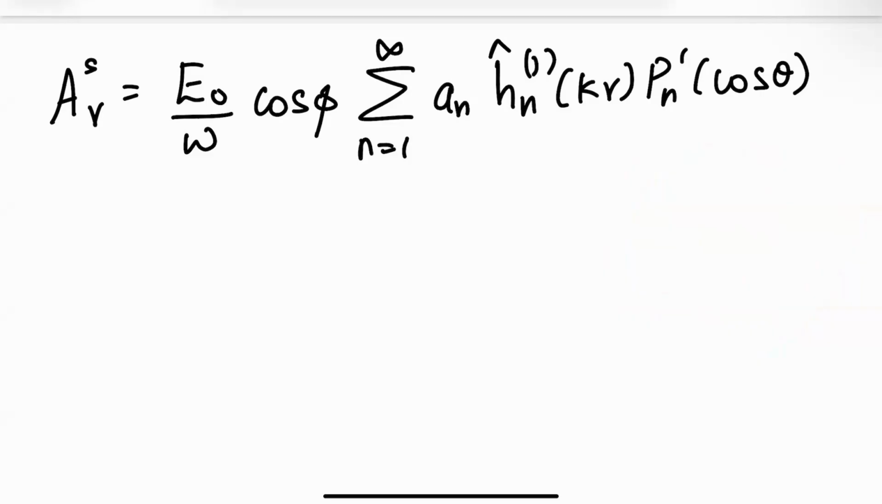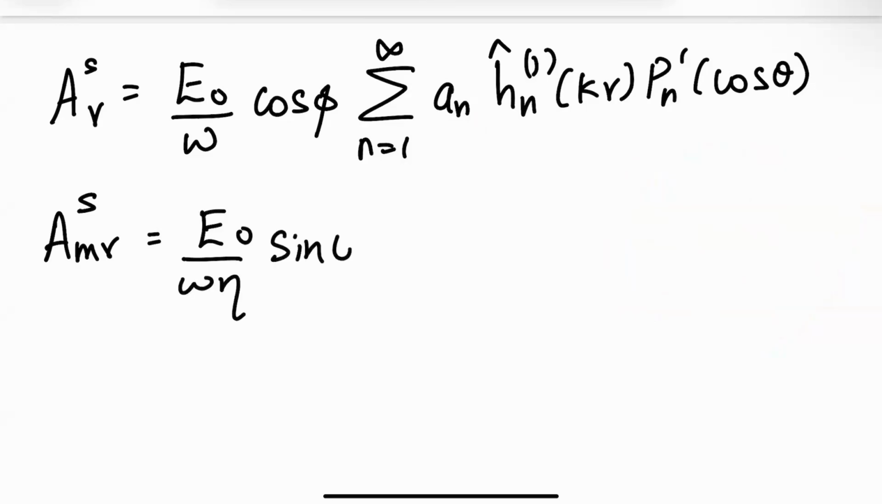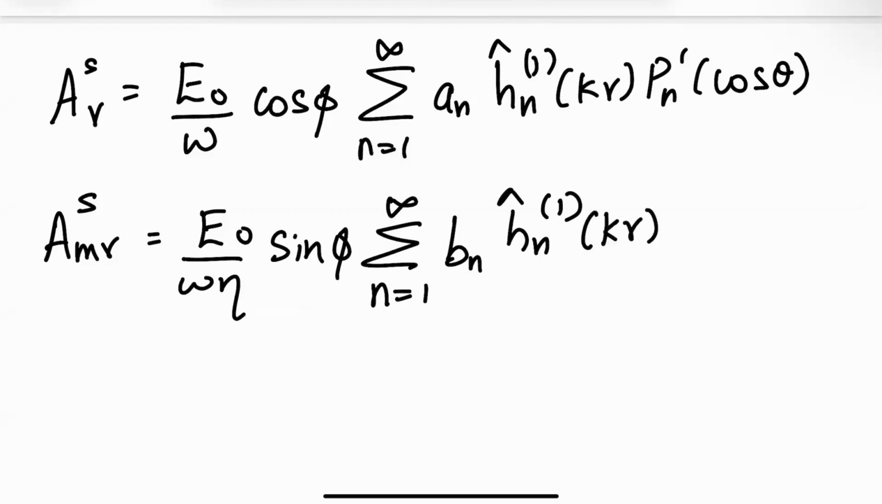That's why it's important to understand physically what these different modes represent, so that you use the right basis. This is still an unknown. We need to find what this is. But we have A_r, right? Similarly, there's also A_mr, which would be E naught over omega eta sine phi, summation n equal to 1 to infinity, b sub n, Hn hat 1 kr, Pn1 cosine theta.